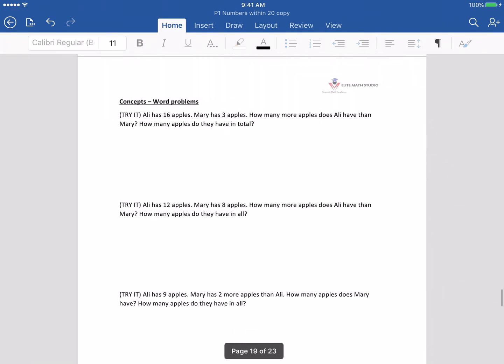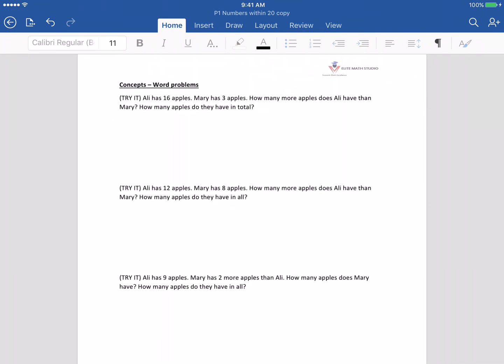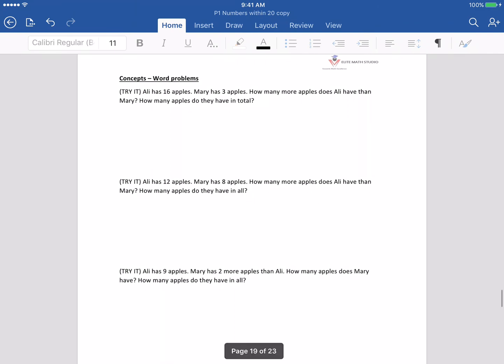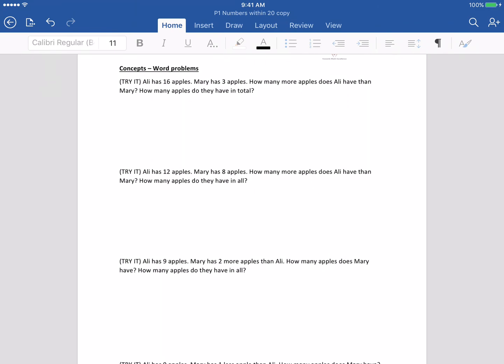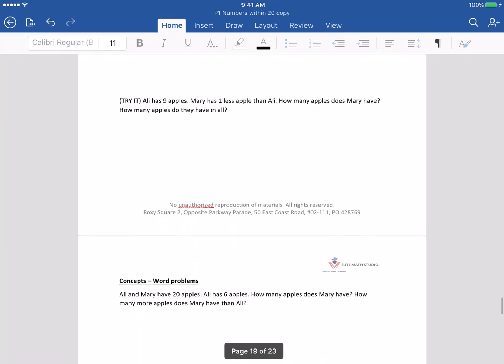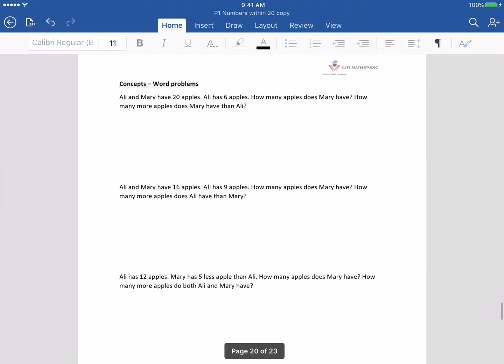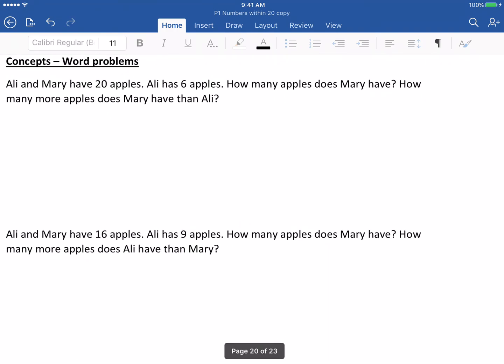Same thing, on the next page I'll come up with some questions. Pause the video, take some time to work through it. Draw the model, highlight the question. You won't ever go wrong. Okay, the next one, we have more word problems.